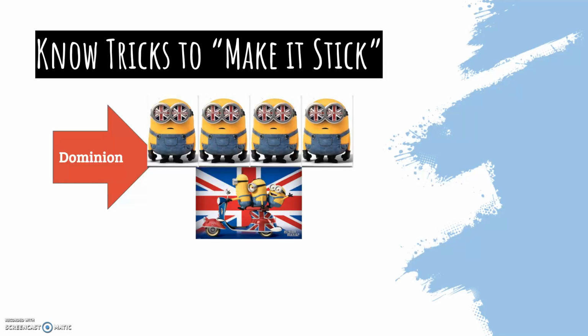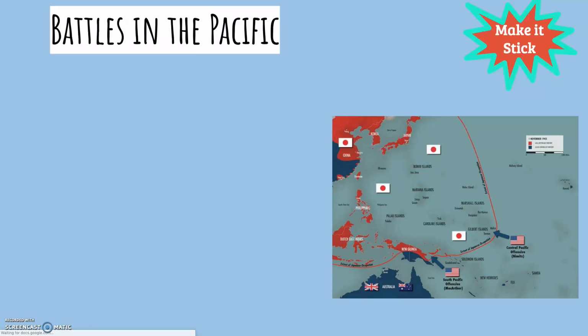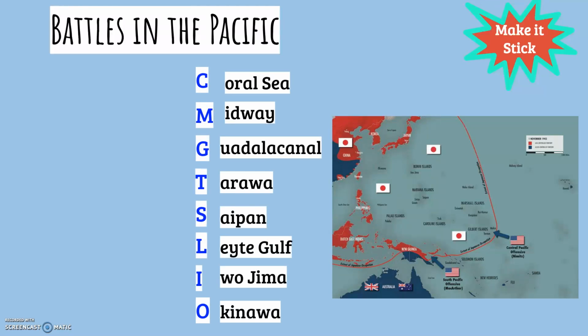Another common way that people make it stick is through acronyms. So, for example, if you have to memorize a lot of terms and maybe the chronology matters, this is an example of how to do so. So these are the different battles in the Pacific from World War II. It includes Coral Sea, Midway, Guadalcanal, Tarawa, Saipan, Leyte Gulf, Iwo Jima, and Okinawa. That's a lot to memorize. So now some people, that 5 to 10% of students I was talking about, are going to be able to remember that. Most of us, however, are not.